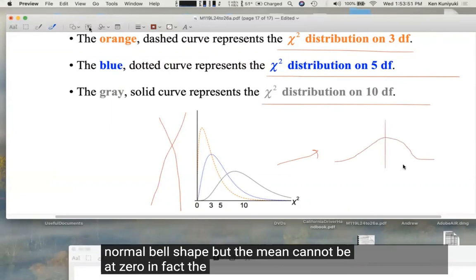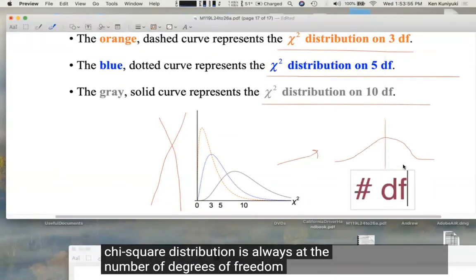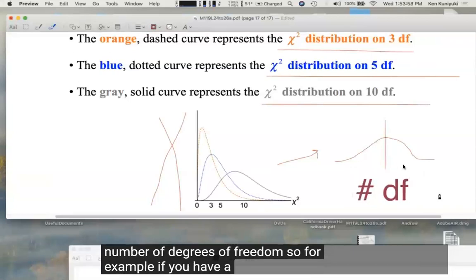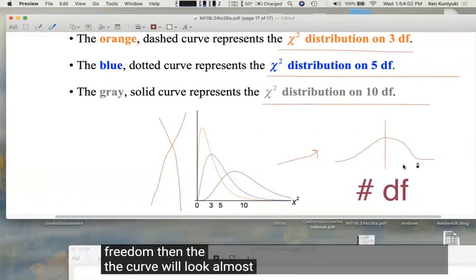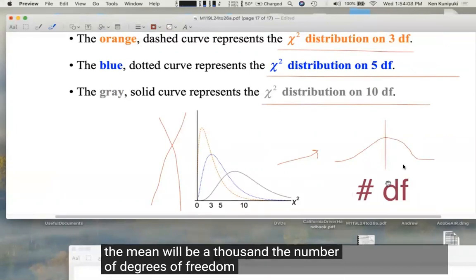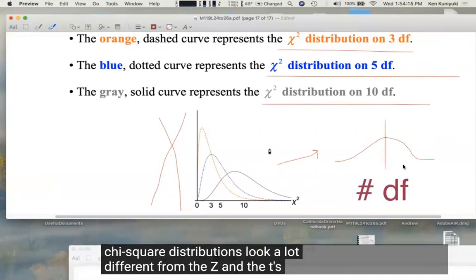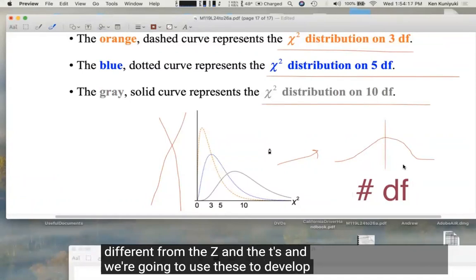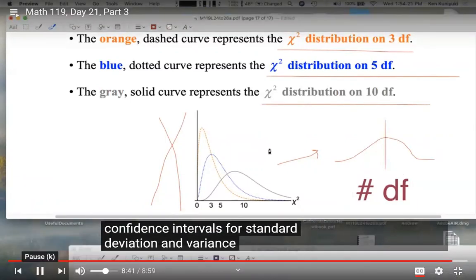In fact, the mean for a chi-square distribution is always at the number of degrees of freedom. So for example, if you have a chi-square distribution on 1,000 degrees of freedom, then the density curve will look almost normal bell-shaped. It'll look very close, and the mean will be 1,000, the number of degrees of freedom. So again, the chi-square distributions look a lot different from the z and the t's, and we're going to use these to develop confidence intervals for standard deviation and variance.